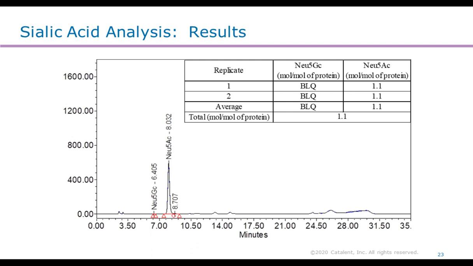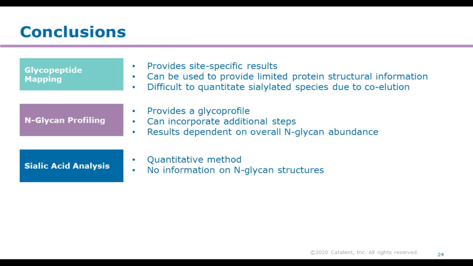So in conclusion, glycopeptide mapping provides some site-specific N-Glycan results that you can't get from the other 2 techniques. You can use these results to provide limited structural information of your protein, but it's difficult to quantitate sialylated species because of coelution and because it's very difficult to obtain quantitative results because of that.